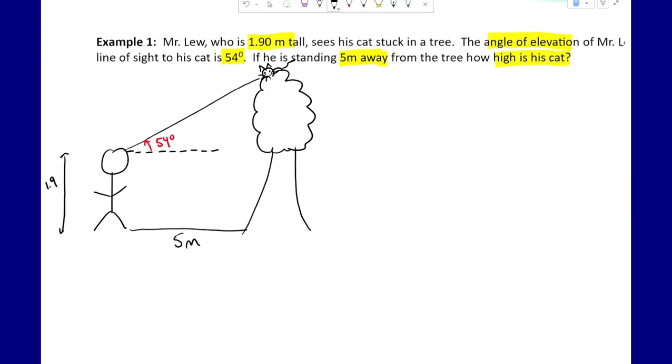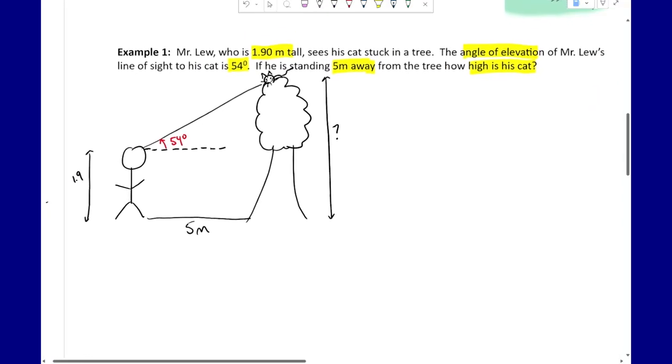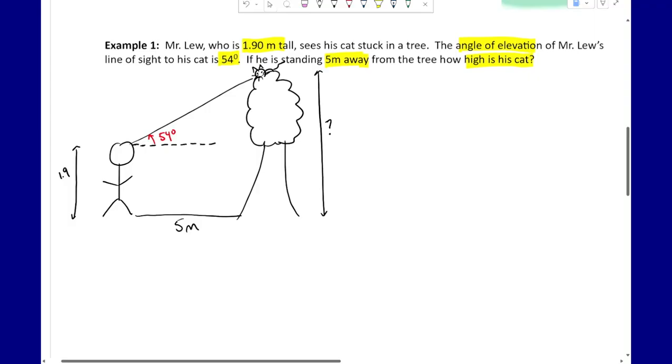So there's the cat up in the tree. I want to figure out how tall, or how high up, the cat is. So I'm trying to figure out this total measurement. Now looking at this, hopefully we see where there could be a right angle triangle involved in our scenario. That would be the triangle between my eyesight, the horizontal, and the cat.